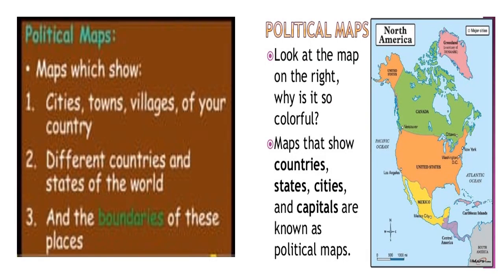Now, the second type of map is the political map. They are different from physical maps because physical maps talk about physical features and political maps talk about political divisions. These maps will show the cities, towns, villages, etc. of your country. Suppose this map is showing all major cities of North America. If I ask you what type of map this is, you will name it a political map. And this also shows different countries and the boundaries of that place.